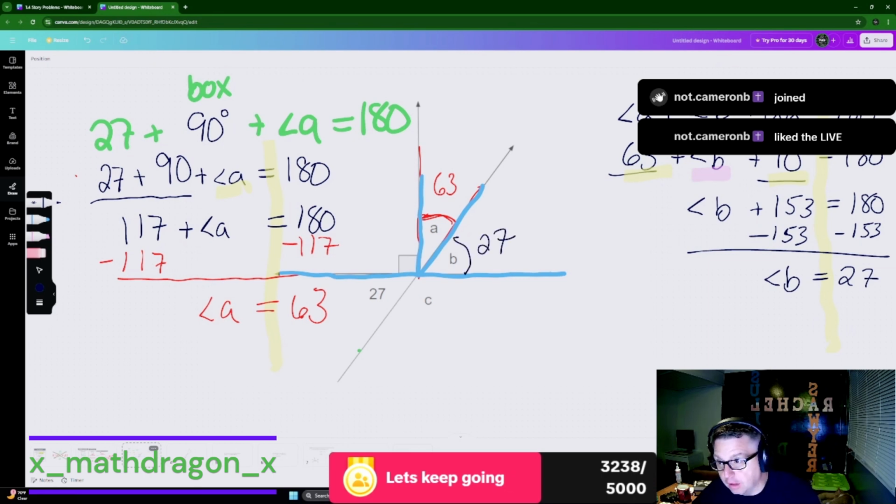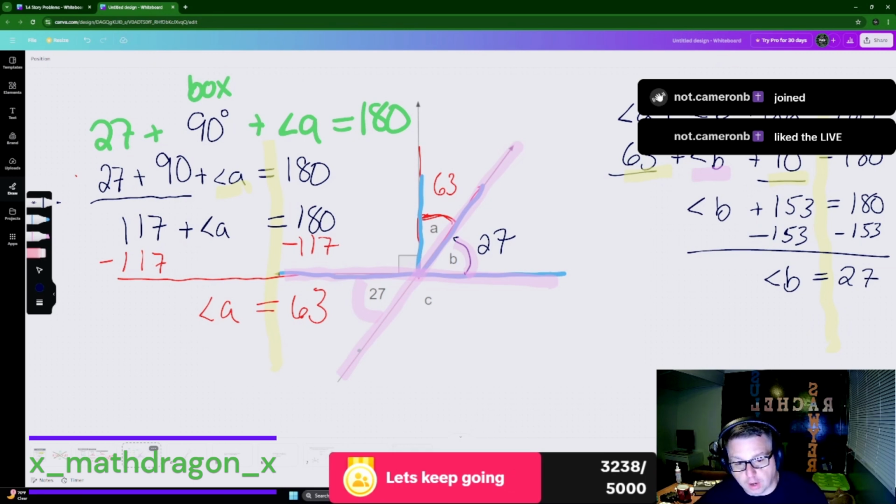But think about it. Look at this. If we would have just applied our vertical angle idea, do you see the vertical angles there? Oh man, we did all this work just to double check and prove vertical angles actually work. So angle B equals 27, we could have said that right off the bat because they are vertical angles.